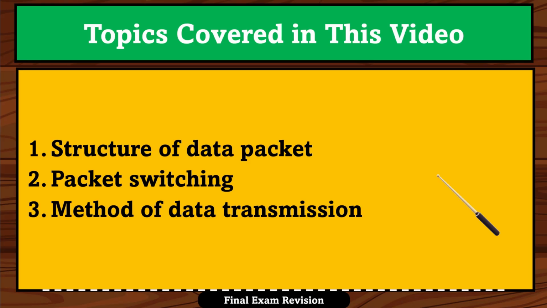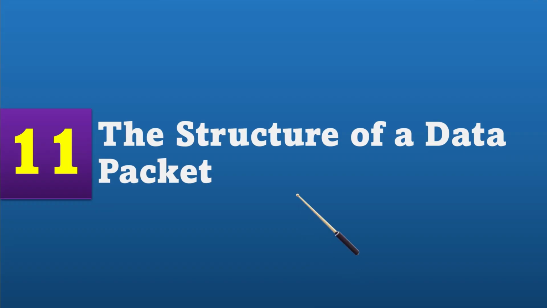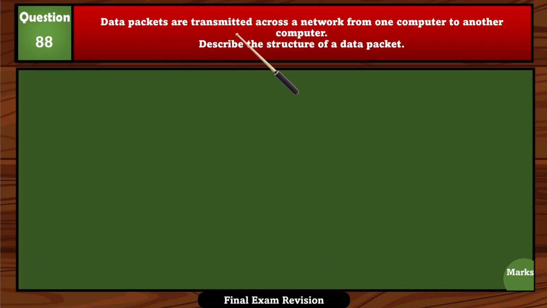In this session, we'll be covering past paper questions on key topics such as structure of data packet, packet switching, and method of data transmission. So let's get started. Topic 11, the structure of a data packet. Question 88. The data packets are transmitted across a network from one computer to another computer. Describe the structure of a data packet.